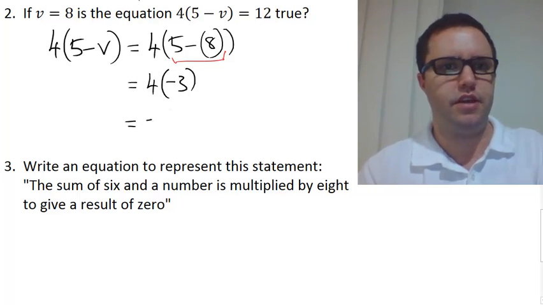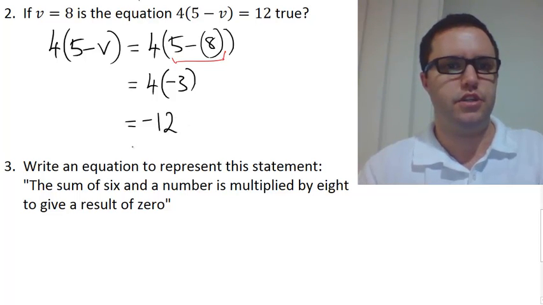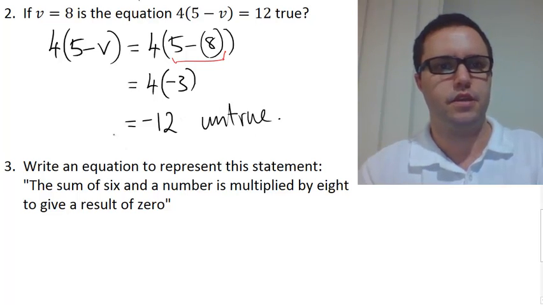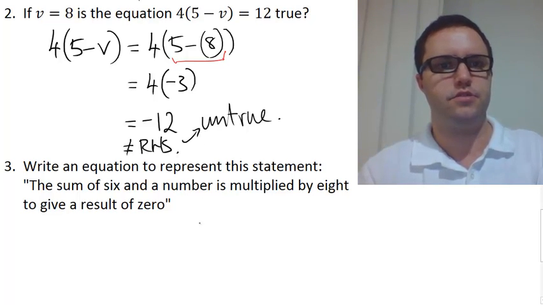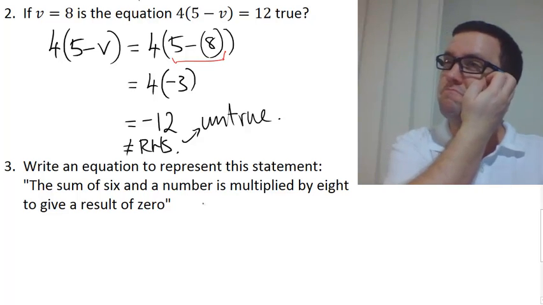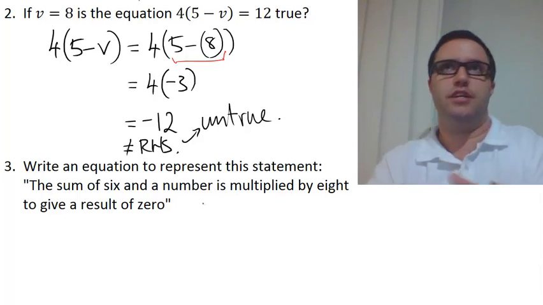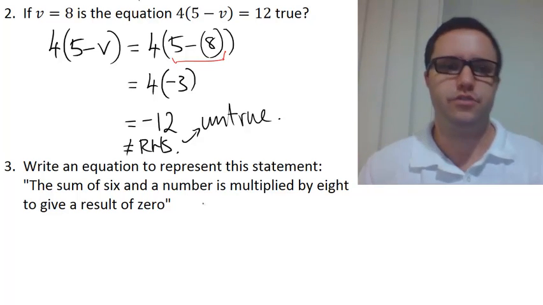4 times negative 3 is negative 12, which is not equal to 12, so therefore untrue. Okay, you might even write not equal to right hand side. So it's untrue. We won't be doing a lot of these things, but it's more about getting an idea that one side's the same as the other, and true and untrue statements.